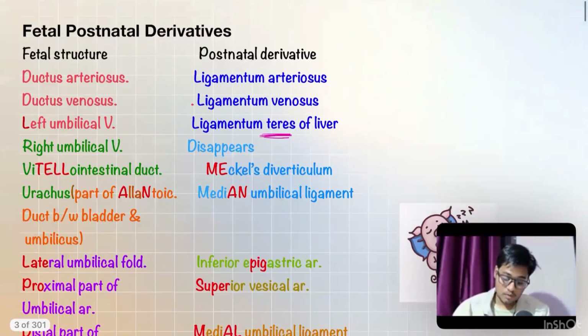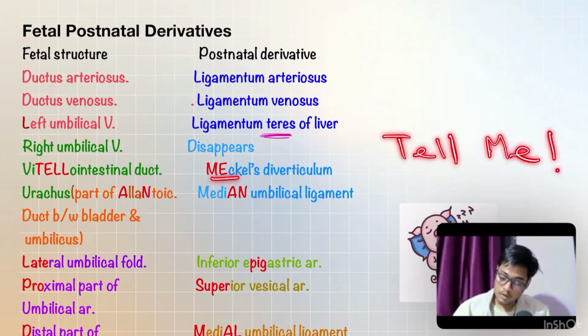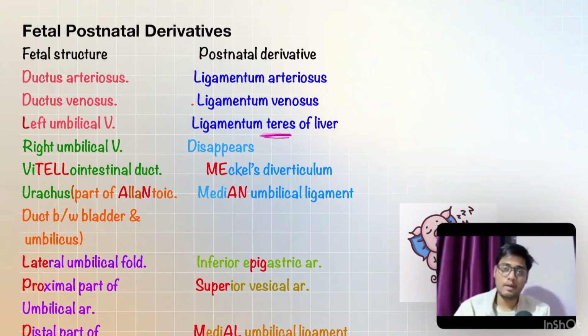Coming on to the next part, vitelo-intestinal duct forms the Meckel's diverticulum. You can remember easily this by in vitelo, tel comes, and in Meckel's, me comes. So you are asking someone or saying someone, tell me. So by remembering the phrase tell me, you can remember from tell vitelo and from me Meckel diverticulum.